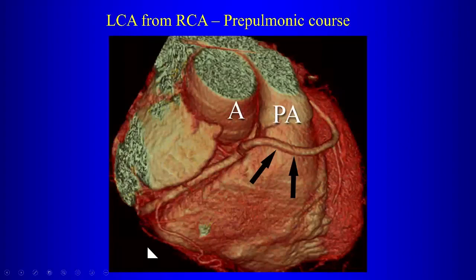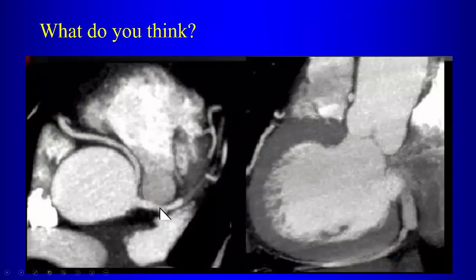There's another course that is also a benign course, and that's if the vessel goes in front of the pulmonary artery. That's called a prepulmonic course. So you could have an anomalous origin of a vessel, and it might go in front of the pulmonary artery to go to its territory. That is also a benign course. So a prepulmonic course is also considered a benign course. Okay, so you guys over here, what are we dealing with in this case?